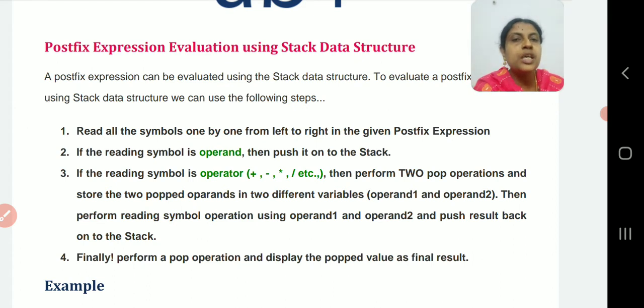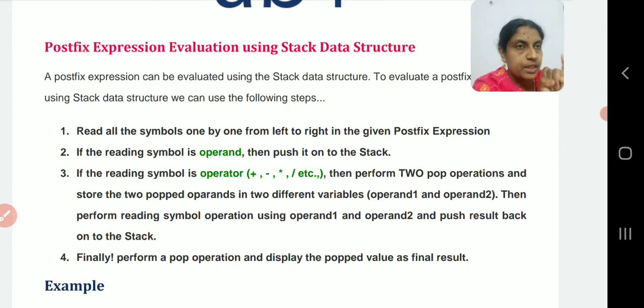Last, finally perform a pop operation and display the popped value. Like this you need to use the same steps and evaluate the entire formula. You will get the final result in the stack itself. In the stack, the first element will be the final result. Print that final result and complete it. So this is the step we need to use for postfix expression.